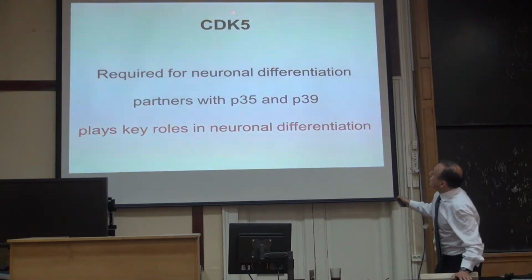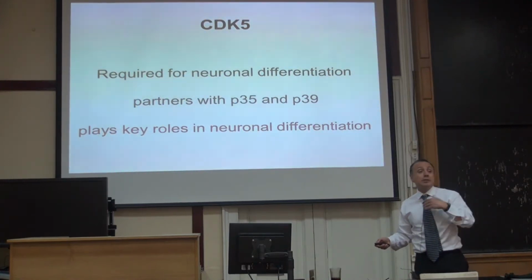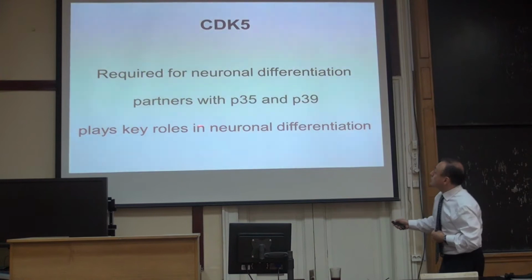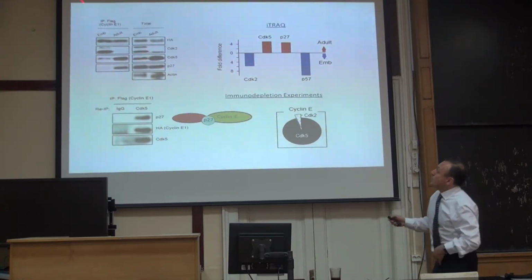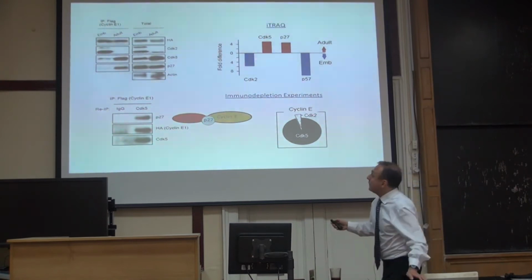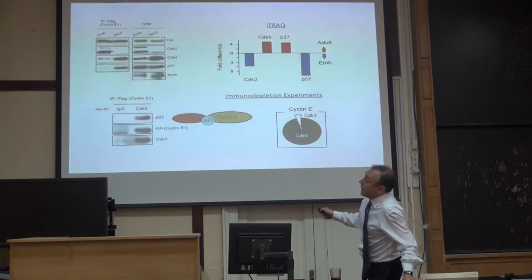It is required, together with CDK5. It's not expressed in proliferating cells, it is expressed in differentiating cells, and it plays a key role in neuronal differentiation. So first of all, we verified what we found by mass spec. Here we are immunoprecipitating cyclin E from the embryo, and we found that it binds CDK2, a textbook partner of cyclin E, but very little CDK5.